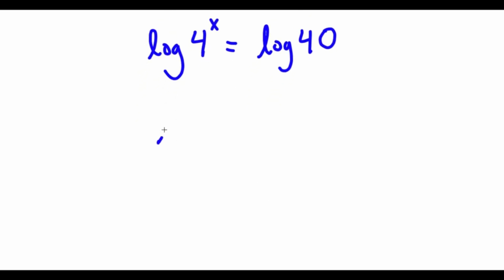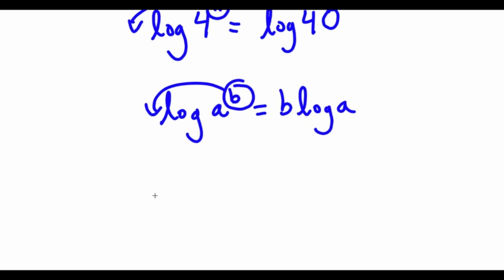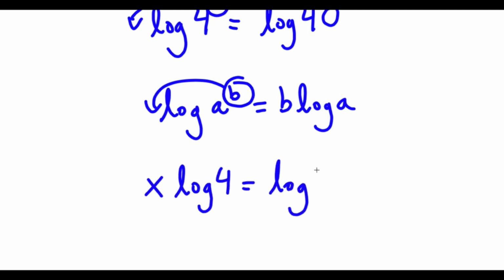Now, if I have something in the form log a to the power of b, I can move this exponent b to the front. So this is equal to b times log a. So in this case, I have log 4 to the power of x, so I can move x to the front. So now I have x times log 4 is equal to log 40.